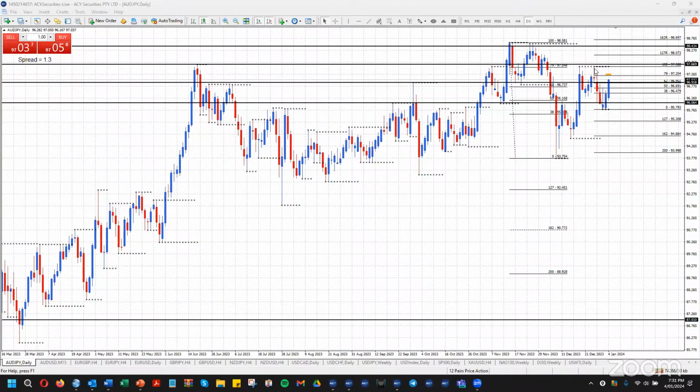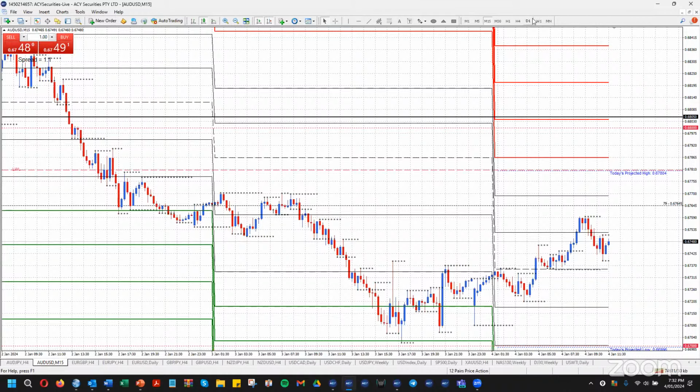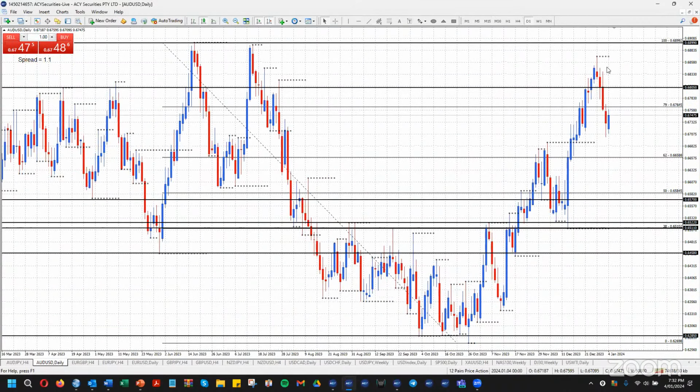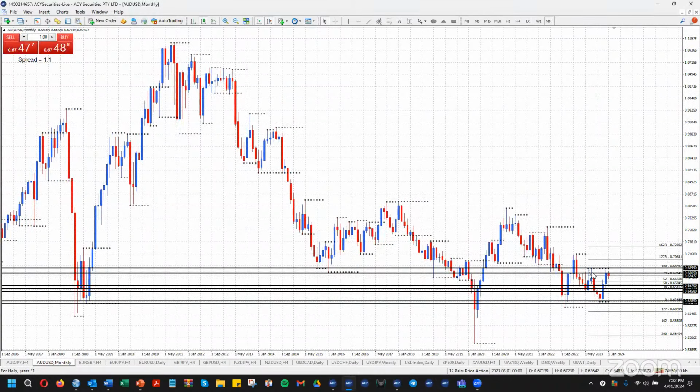All right, to Aussie dollar, which has been rather weak this week. I was trying to get short up here on the first day of the year. Missed getting in by about 10 pips, which was very annoying. So if you didn't catch me on Tuesday, we're still in a downtrend here on the monthly.